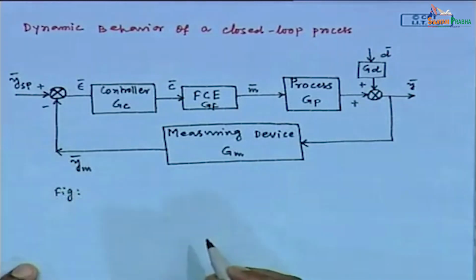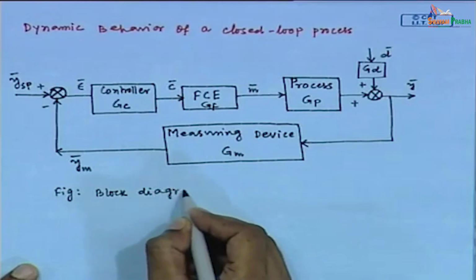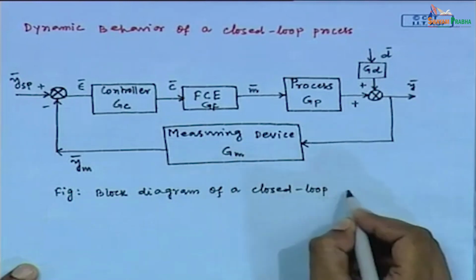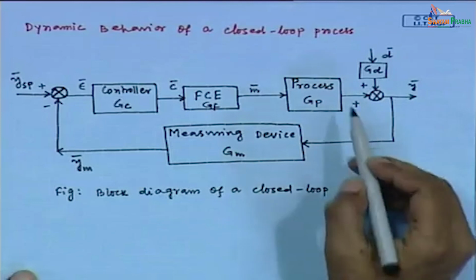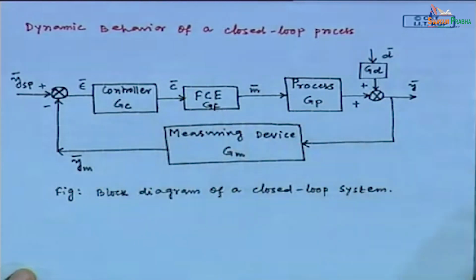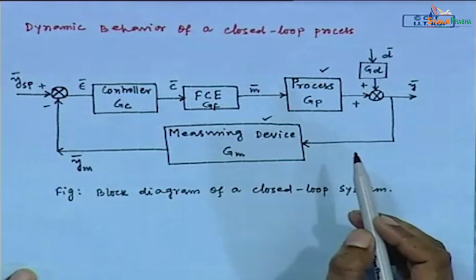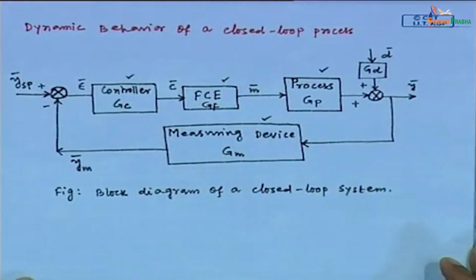So, this is the block diagram of a closed loop system. Now, we will discuss different elements of this closed loop transfer function. Different elements are process, measuring device, controller, final control element. One is the process, another one is measuring device, then controller and final control element. And we will try to represent these elements by mathematical forms.